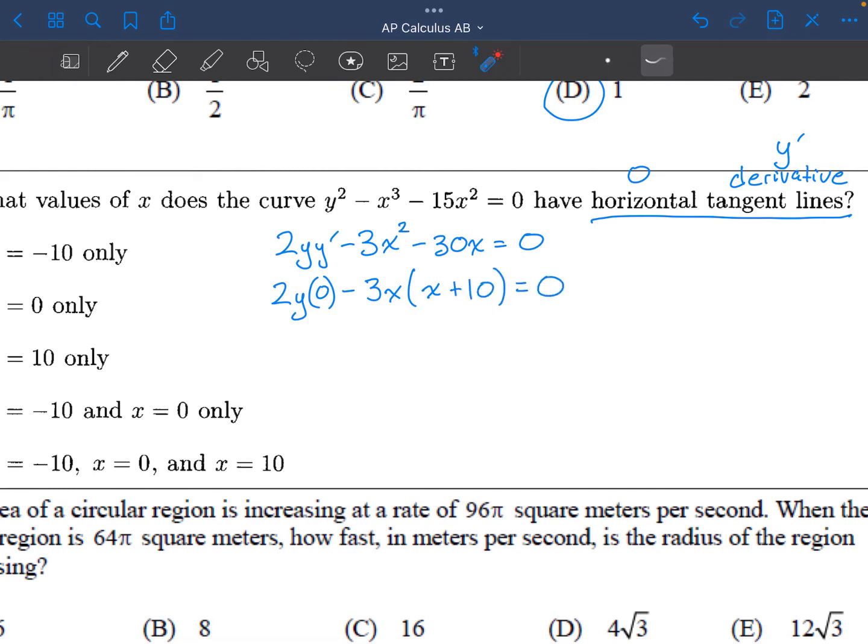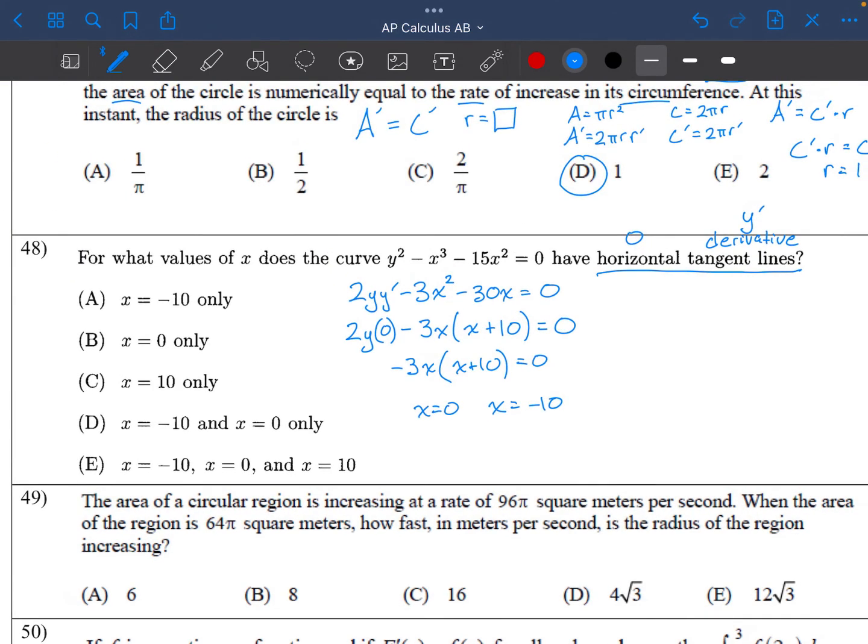And just to double check that work, if I were to distribute that negative 3 back in, negative 3 times x, negative 3x squared, so far so good, negative 3x times 10, negative 30x. Okay, so it seems like I factored out correctly. So rewriting this gives me, with pen, negative 3x times x plus 10 is set equal to 0, and that happens when x is equal to 0 and when x is equal to negative 10. And I think that's an answer. Yeah, so the correct answer here is D.